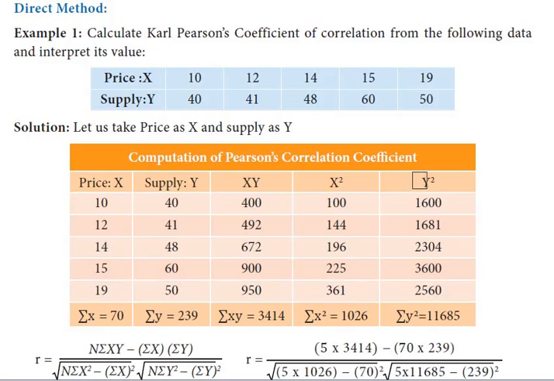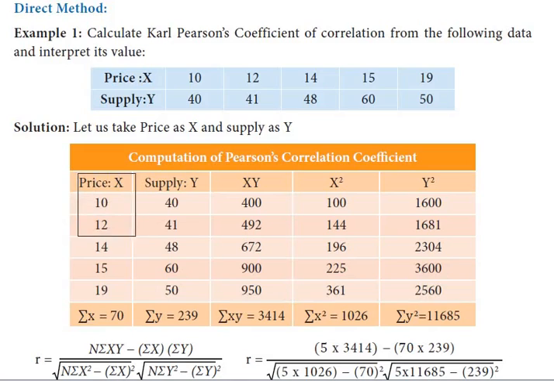Then in the fifth column, that is y square. Again I remind you, here we use the data given. So supply, 40 square is 1600, 41 square is 1681, then 48 square is 2304, and 60 square is 3600, and 50 square is 2500. Then add all the values individually.